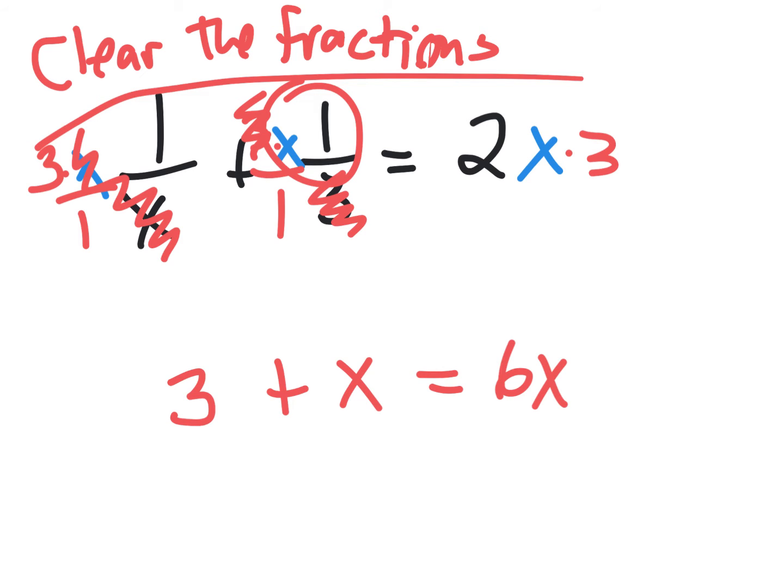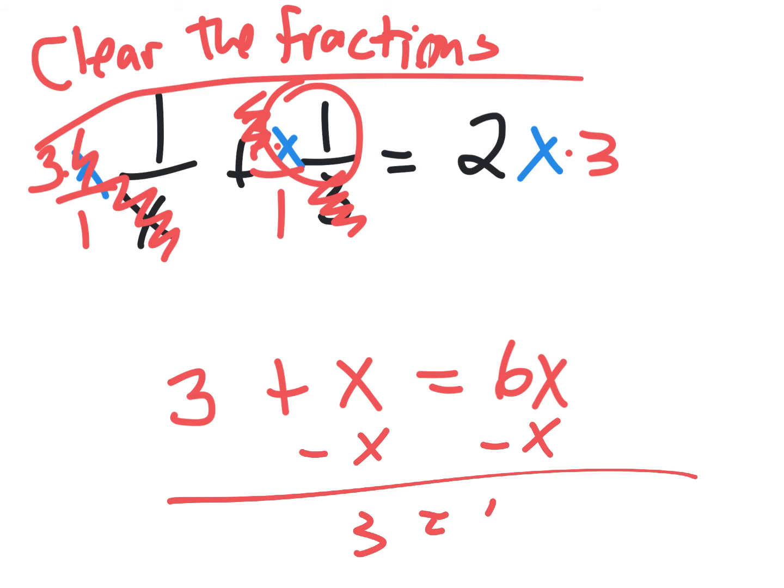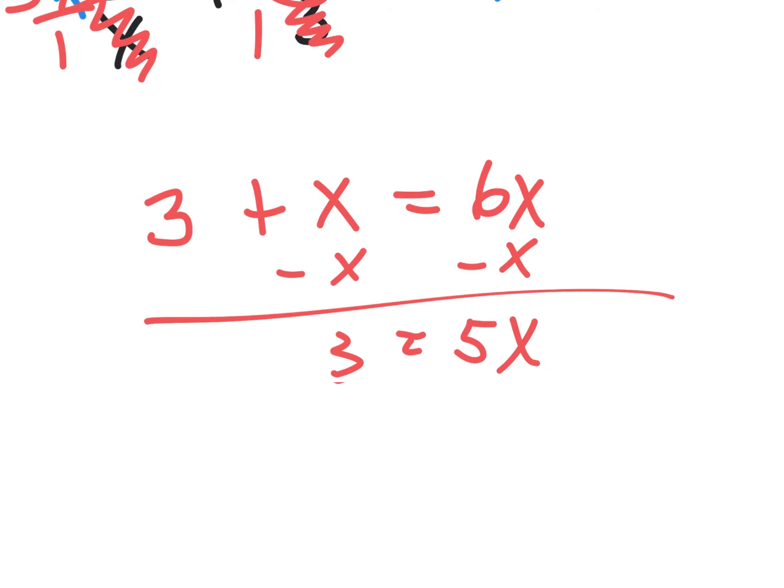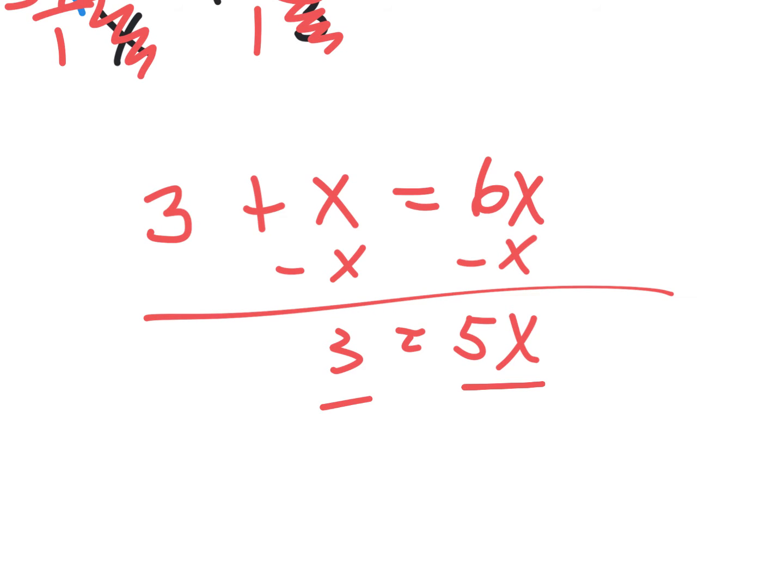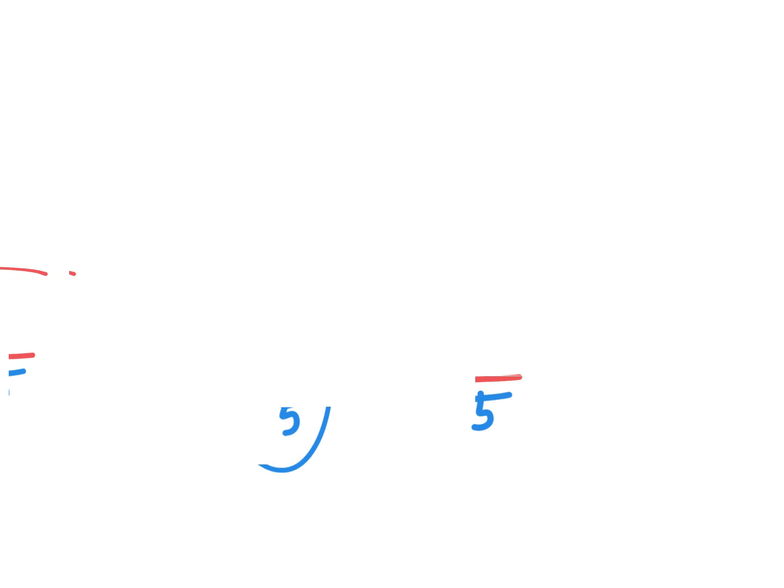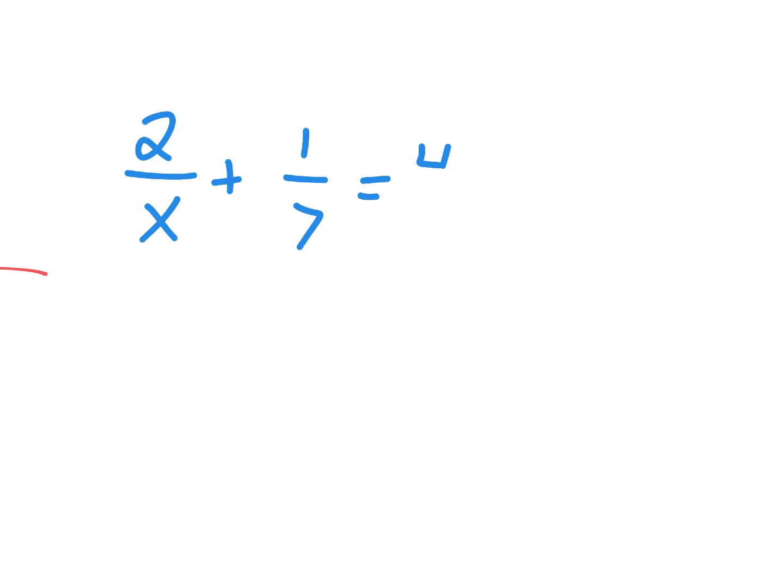All right, from here, let's just finish it. Minus x, 3 equals 5x. And student, what's the final answer? Apparently you did not finish yet. 3/5. All right, everybody try this one now without me. 2 over x plus 1 over 7 is equal to 4.